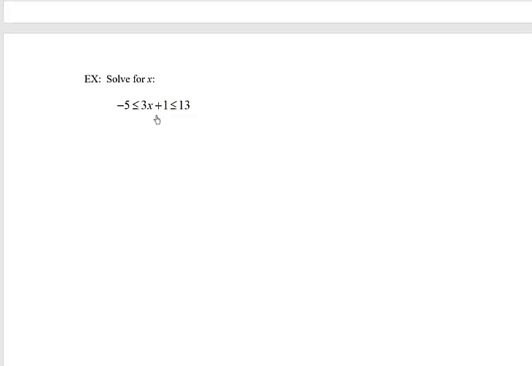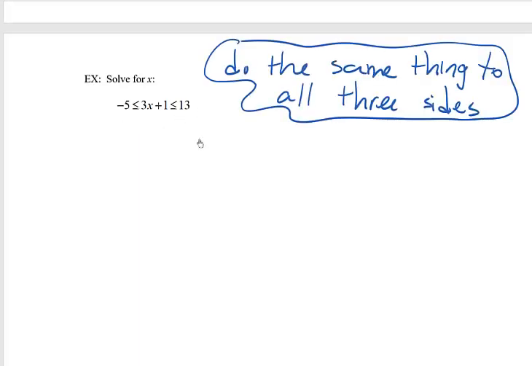In fact, you could even read this: you're trying to figure out when 3x plus 1 comes out between negative 5 and 13. I just want to know what x's will make that happen. Well, the great thing here is you can solve one of these in the same way we were solving the other ones. You just have to do the same step to all three sides, so to speak. So think of it as an equation with three sides, even though that sounds kind of funny. As long as you do the same algebra step to all three parts, all three sides, you're legal. So remember, the goal is just to get the x by itself.